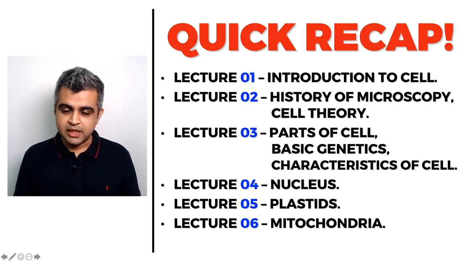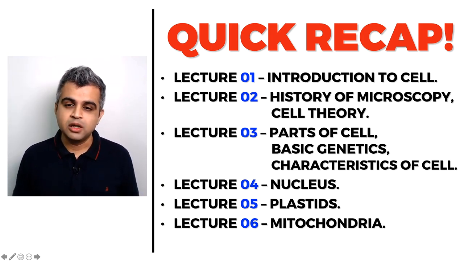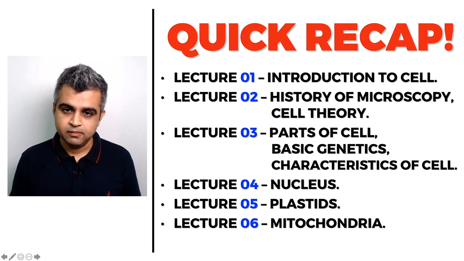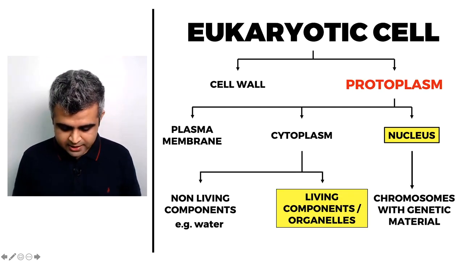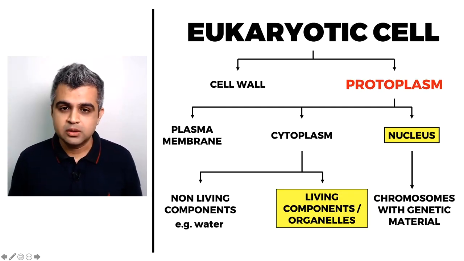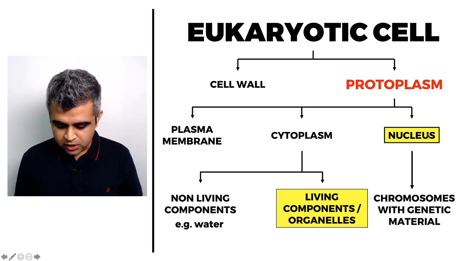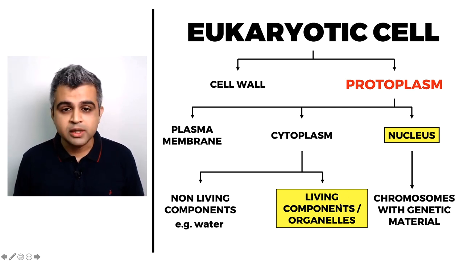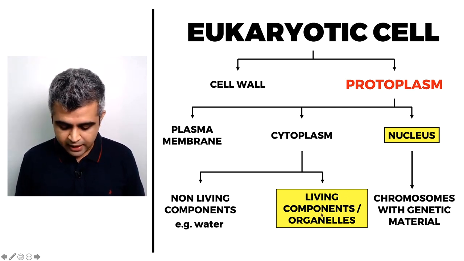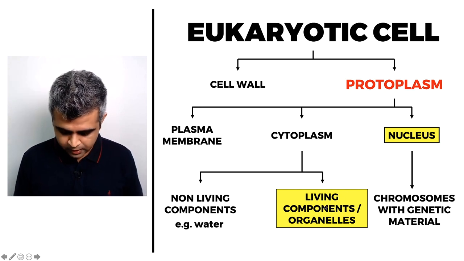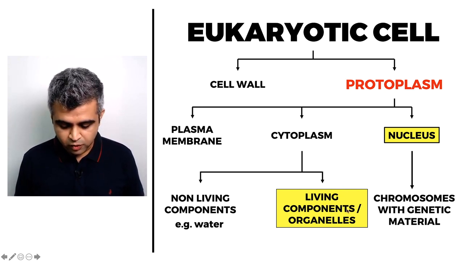So if you have missed any of this, I would once again like to request you to go back to the respective lecture and see the lecture thoroughly before you begin today's lecture, which is lecture number 7. Right. So as I said, we started off with the eukaryotic cell and we first spoke about the nucleus in lecture number 4. And in lecture number 5, we spoke about the organelles, the first one being plastid and the second one being the mitochondria. And today we are going to, of course, continue from here.